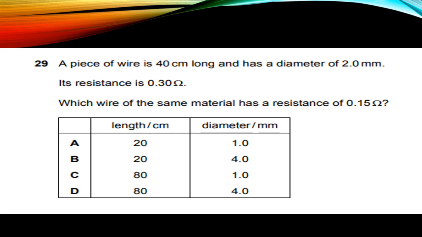So today's question is question 29. Let's have a read through it. A piece of wire is 40 centimeters long and has a diameter of 2 millimeters. Its resistance is 0.3 ohms, and which wire of the same material has a resistance of 0.15 ohms?